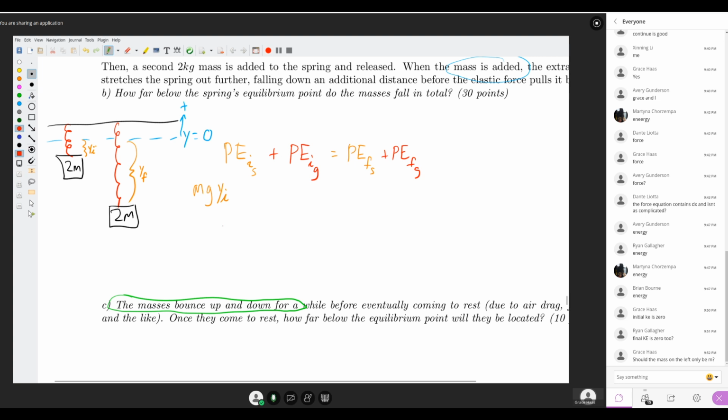Oh, that's the gravitational one. So that's plus mg y initial. The potential energy in the spring is 1/2 k y initial squared. And then the final potential energy in the spring, same formula, 1/2 k y final squared, plus 2mg y final. So that's my energy equation. Is everybody clear on how I got to this point?